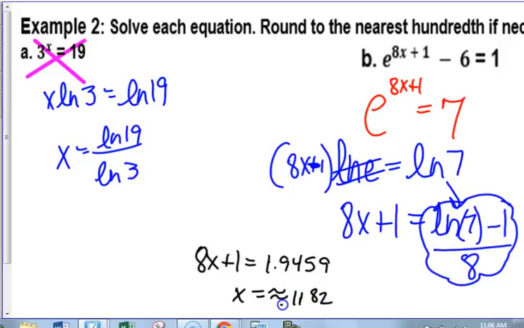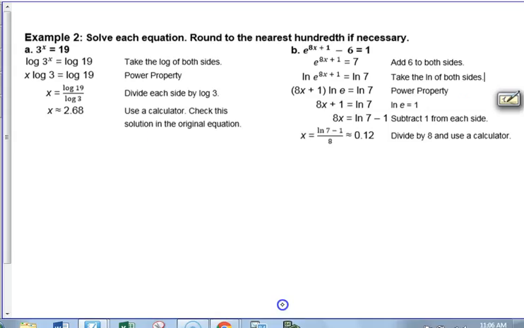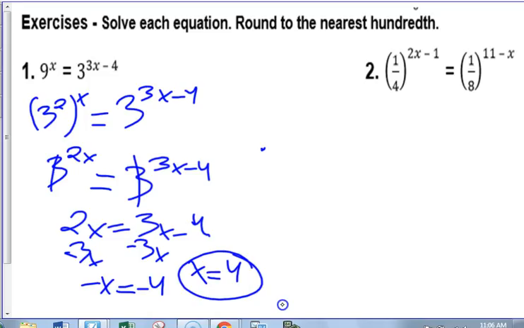Anybody? ln of 7 minus 1 and then divided by 8. Okay, all good. All right, then I did that one. Hawken did number 1 here.